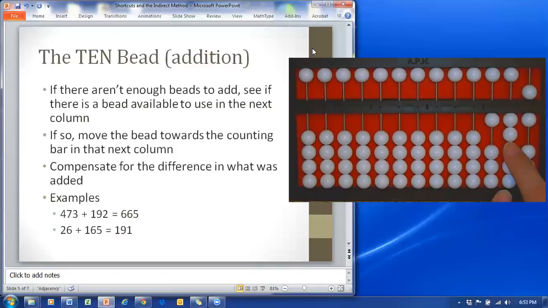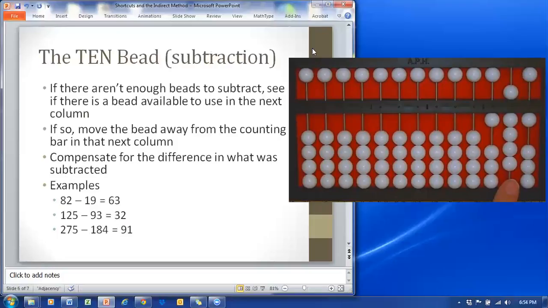To add the 6 tens, I'll add 5 tens up above and 1 ten down below for a total of 6 tens. But now in the ones column, I need to add 5. The 5 bead's already down, so I only have those 3 below in that column. So I'm going to help out in the next column, so that's really 10 that I'm adding, but I was only supposed to add 5. So we'll compensate by removing 5 of them for an answer of 191.